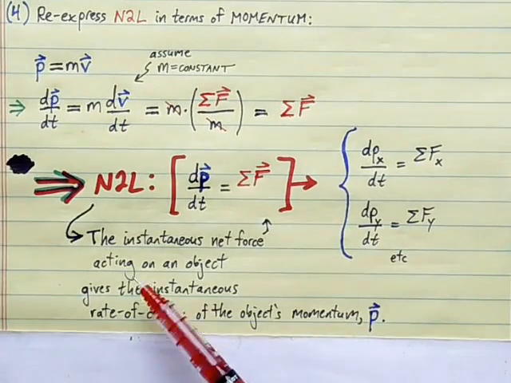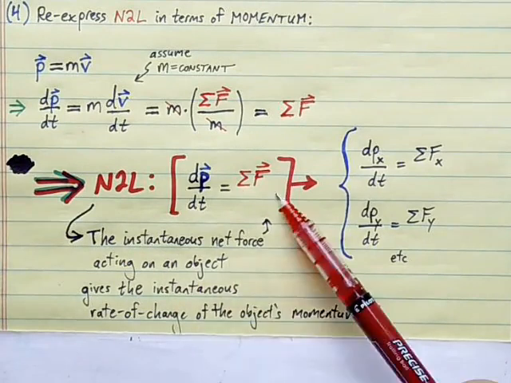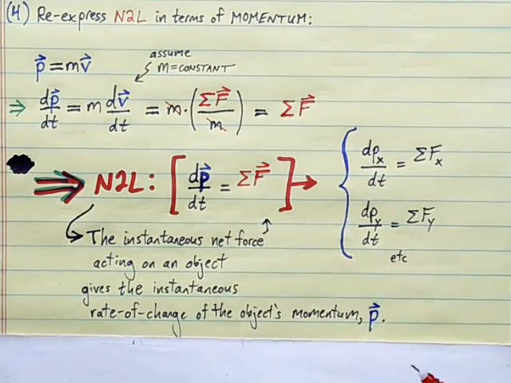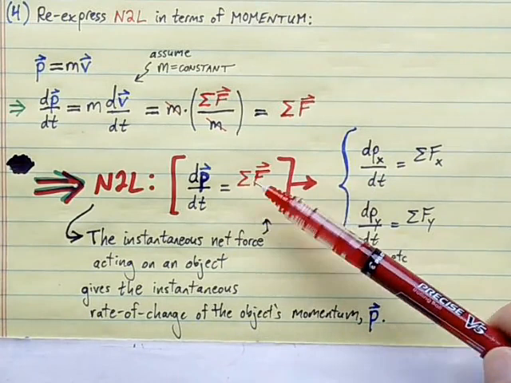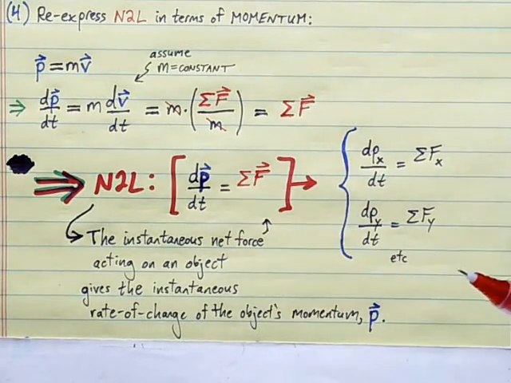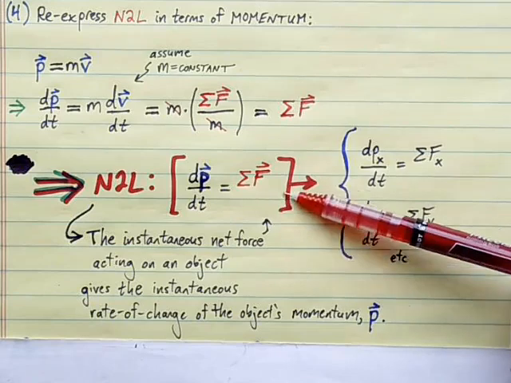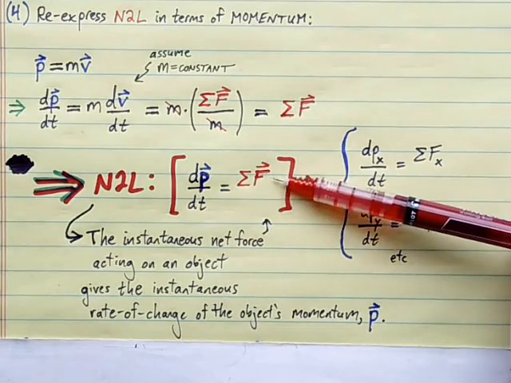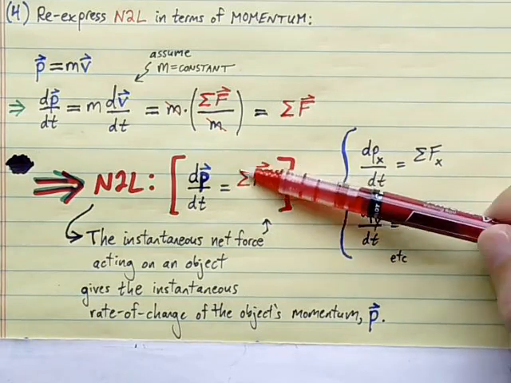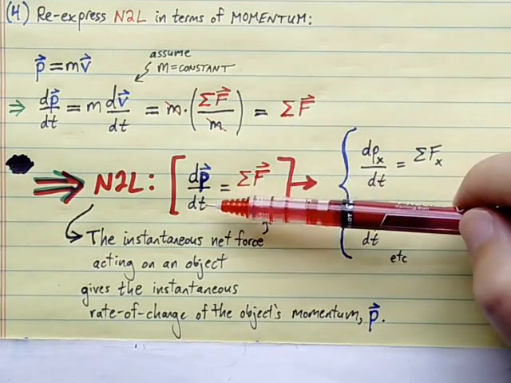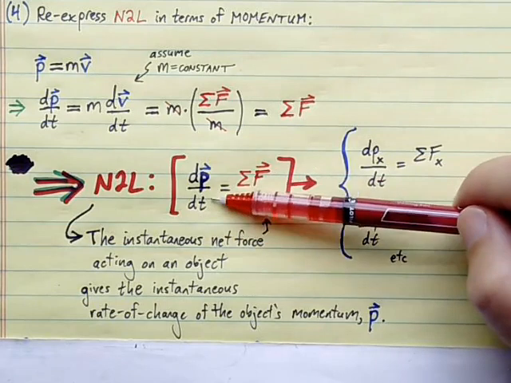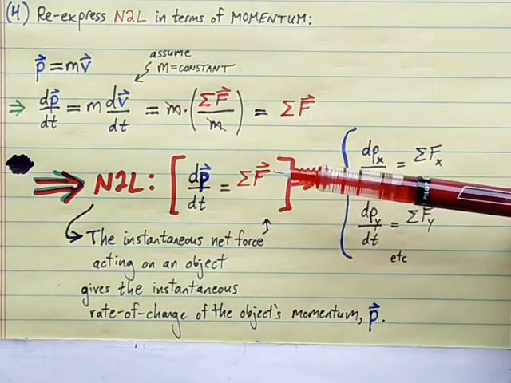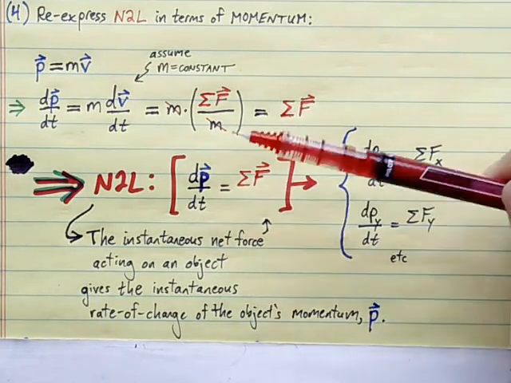And again, what it's saying, expressed like this, is that the instantaneous net force acting on an object gives the instantaneous rate of change of the object's momentum. Here is net force changing the momentum of an object at each instant. So it's a new way of thinking about what interactions are. When objects interact with each other, the strength of the interaction, which we represent by the magnitude of the force, determines the rate at which the momentum of the object changes due to that interaction. So interactions change the momenta of objects.